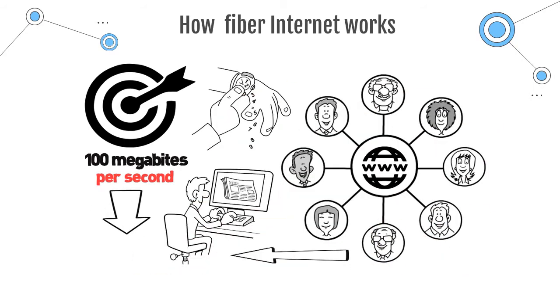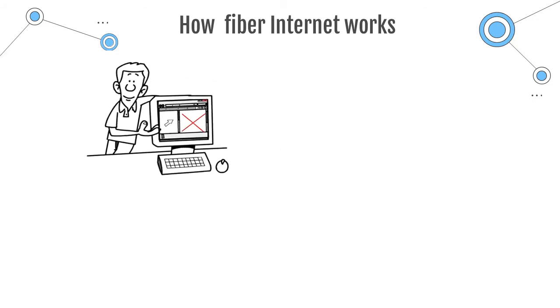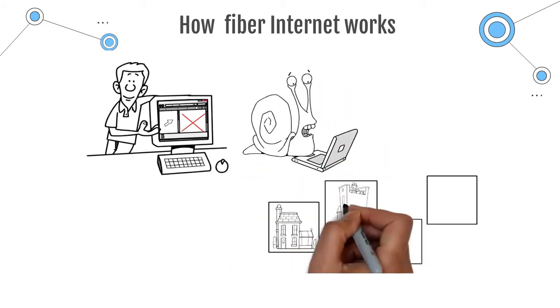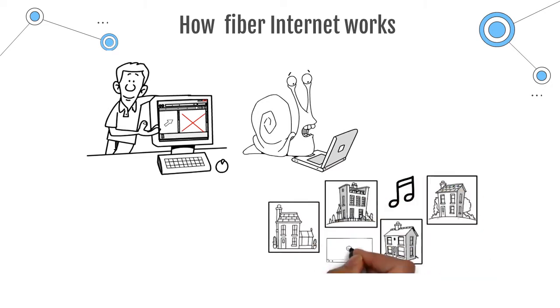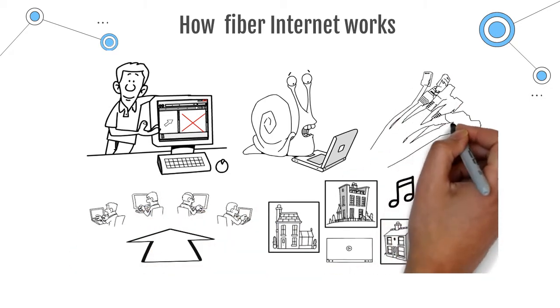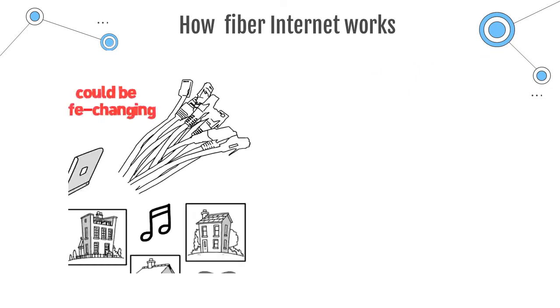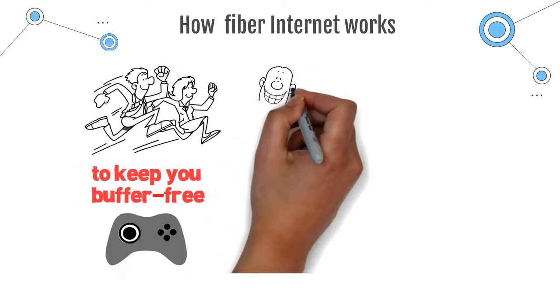If you're checking headlines and horoscopes online, the difference won't be much. Your page will load instantly, as it would with much slower speeds. However, if you're in a home that loves to stream music or movies, or play games online, and do it all on multiple devices, fiber optic internet could be life-changing. It can deliver the speed to keep you buffer-free and on top of your game.